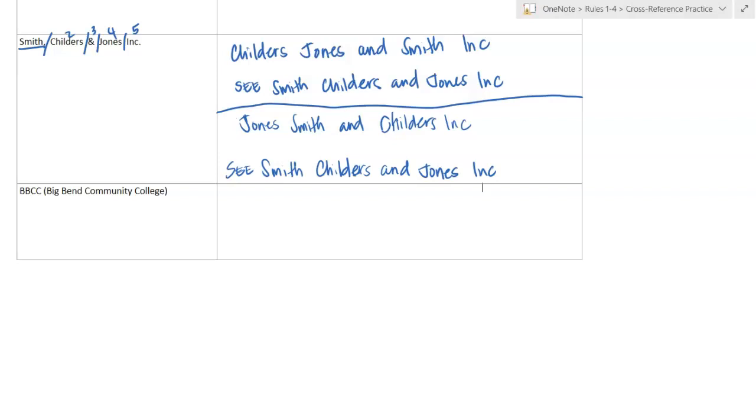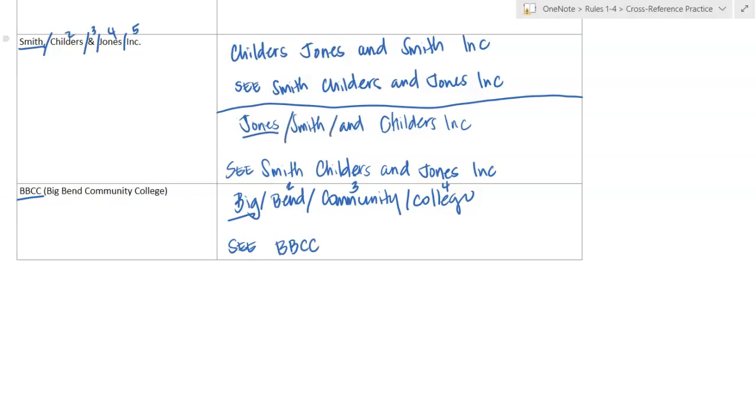Finally, we have BBCC, which stands for Big Bend Community College. Our original filing segment would be BBCC. My cross-reference would be for Big Bend Community College. So Big is my key unit, Bend is unit 2, Community is unit 3, College is unit 4. My C notation would be C, BB, CC. Okay, and before I forget, I'll also separate these.